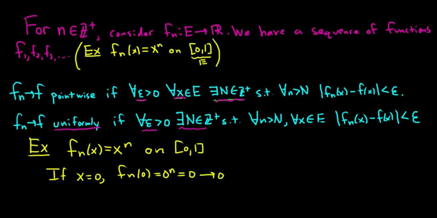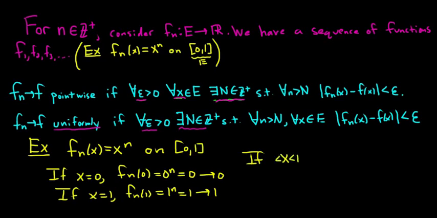If x is equal to 1, we have f sub n of 1, and that's equal to 1 to the n, which is 1, which converges to 1. And if x is not 0 and not 1, that means it must be strictly between 0 and 1. In this case, f sub n of x is simply x to the n. And it's pretty easy to prove that when x is a number between 0 and 1, as n approaches infinity, this will approach 0.